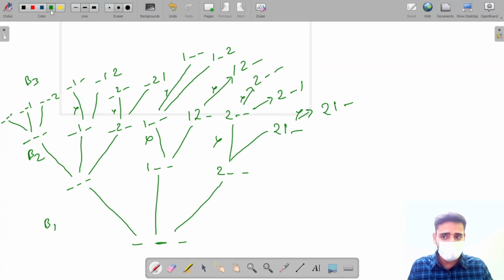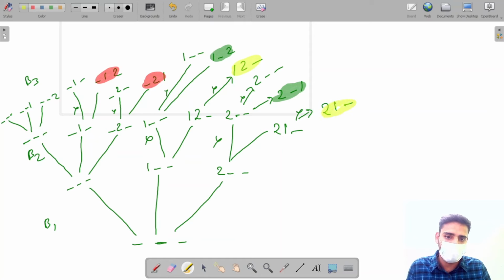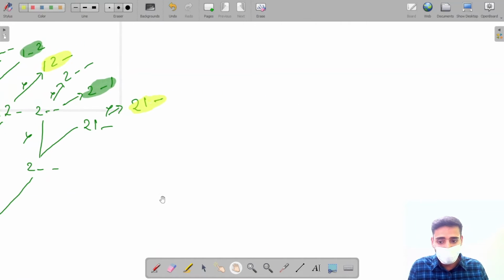Okay. Now let's mark our answers. So we need two selections. We need two items to be placed. So this is first, this is 2. Now this is 1 and this is 1. Okay, red is done. Now take yellow. So this is our answer and this is our answer. Right. Now let's go and implement the same thing in our current question.